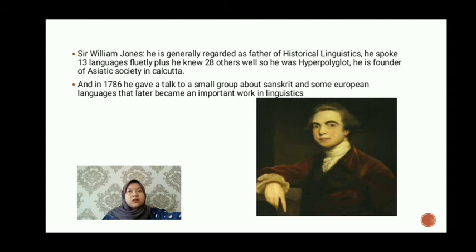He spoke 13 languages fluently, plus he knew 28 others well, so he was a hyperpolyglot. He was the founder of the Asiatic Society in Calcutta. In 1786, he gave a talk to a small group about Sanskrit and some European languages that later became an important work in linguistics history.